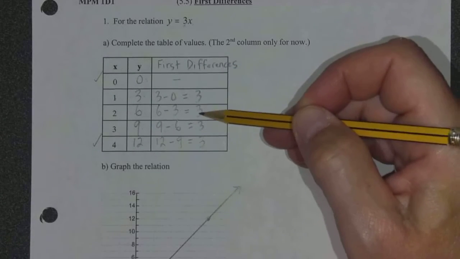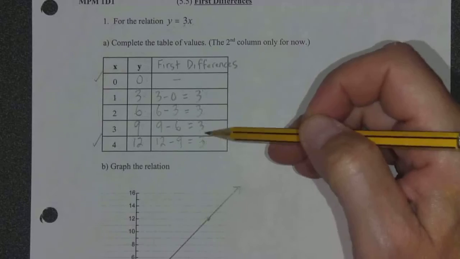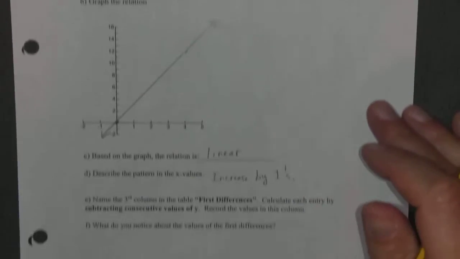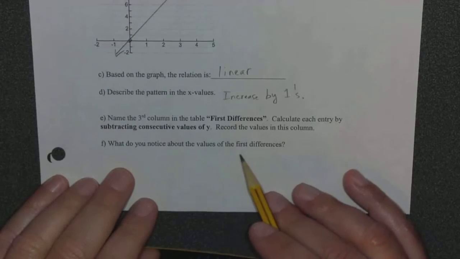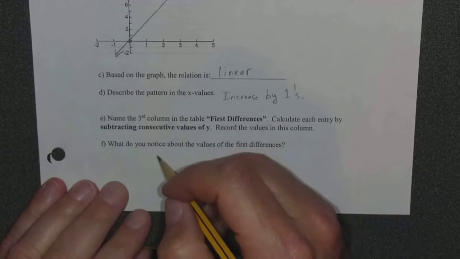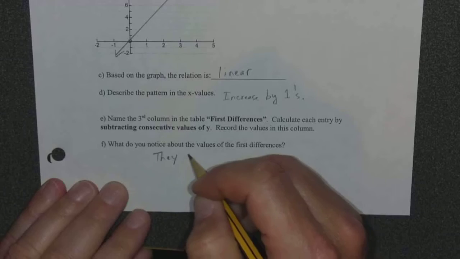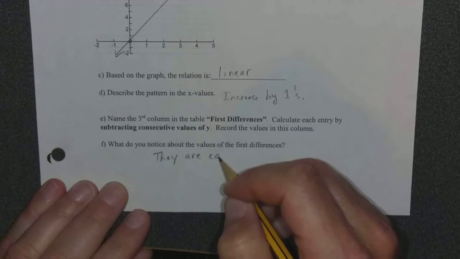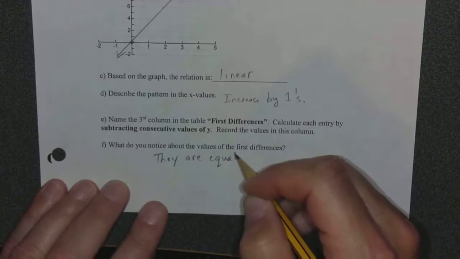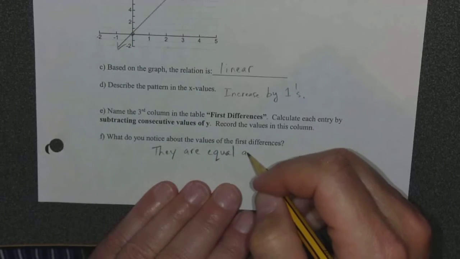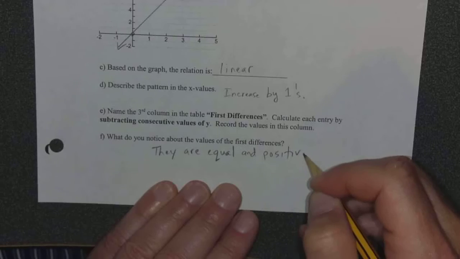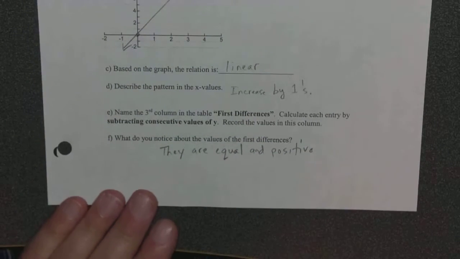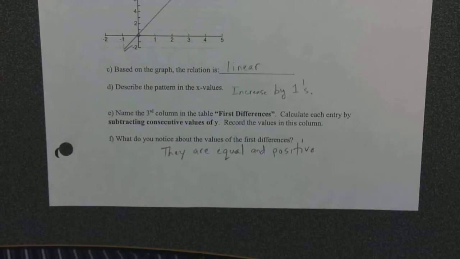And what do you notice? The first differences are all equal. Now, what does that tell you? So, what did you notice about the values of the first differences? They are equal and positive. Okay? So flip the page over when you're done.